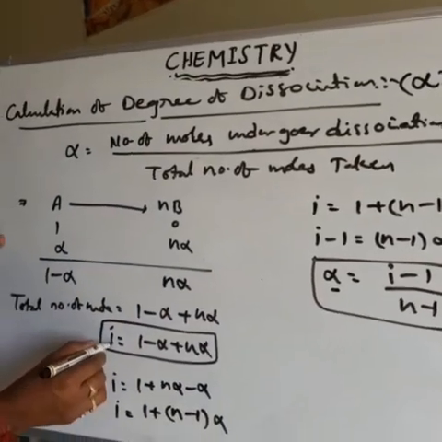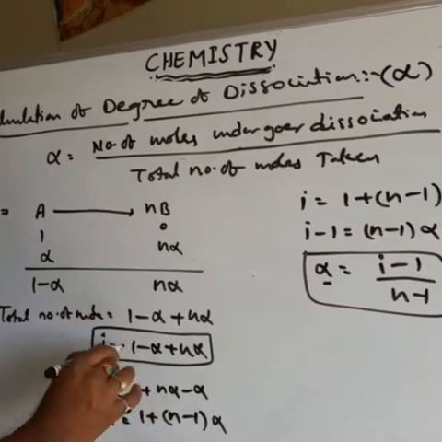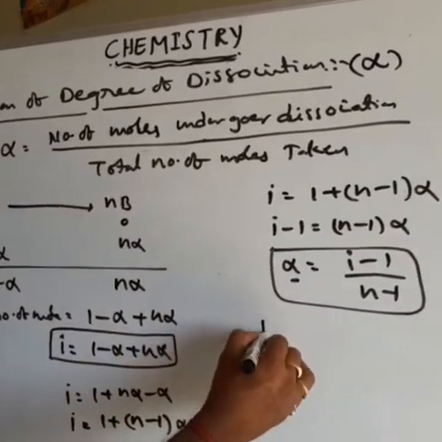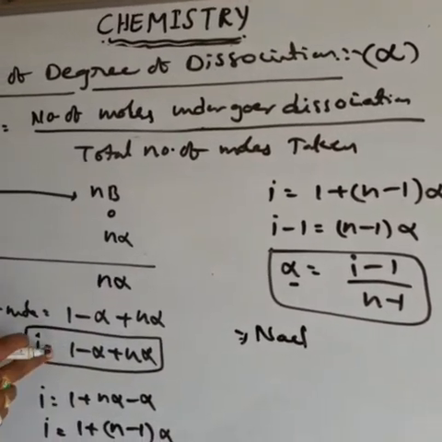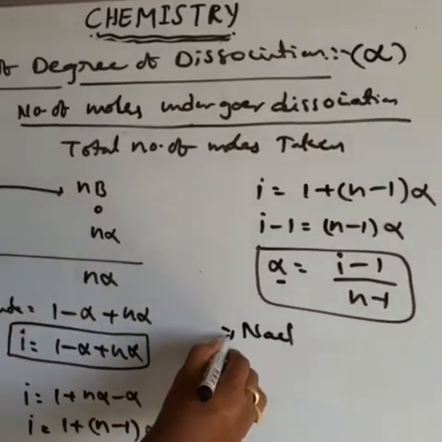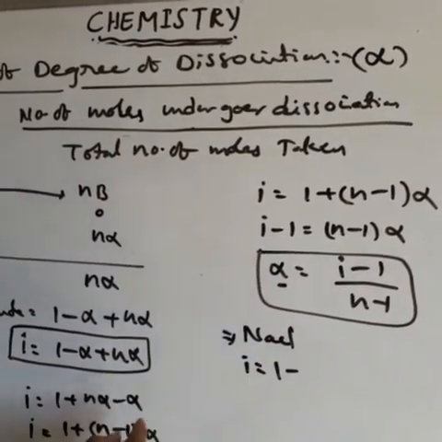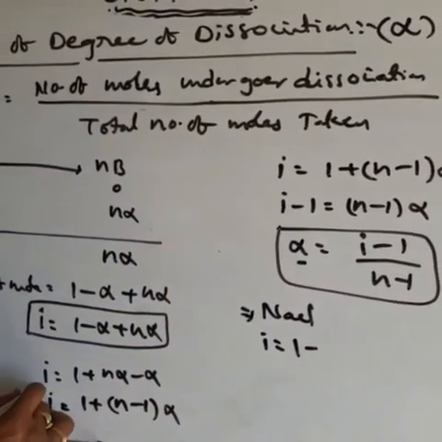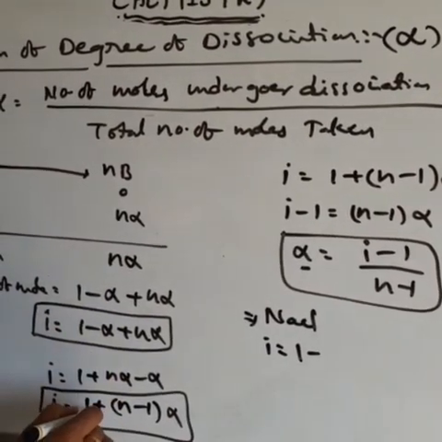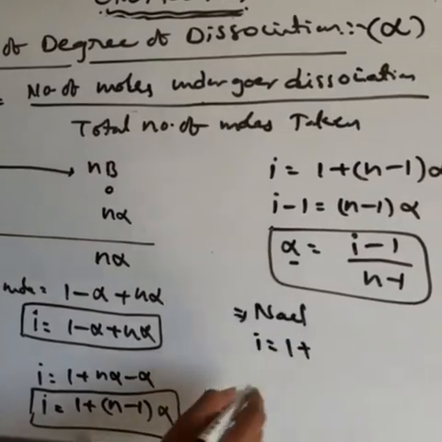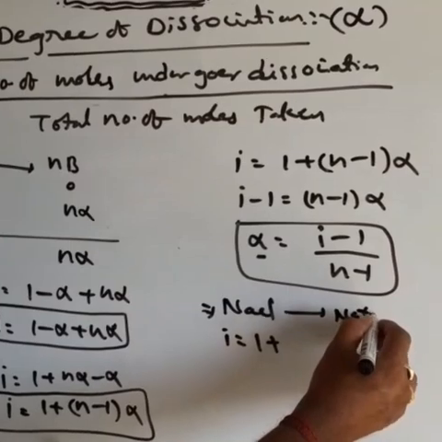This is the i value for the dissociated substance. So by using this, for example, if you take NaCl, what is the i value? Calculate here. Take care, this formula is modified to this one. So i is equal to 1 plus n alpha, meaning how many moles are formed? 1 mole of NaCl dissociates to Na plus and Cl minus.